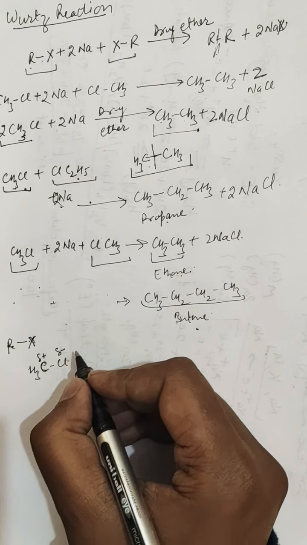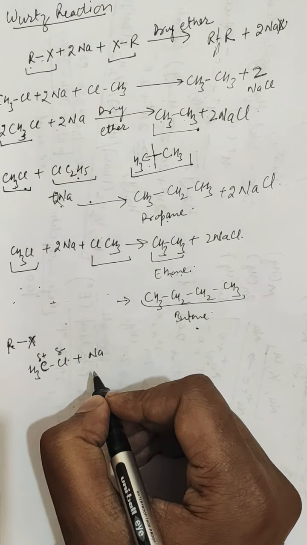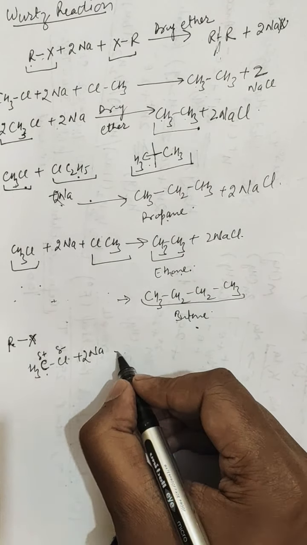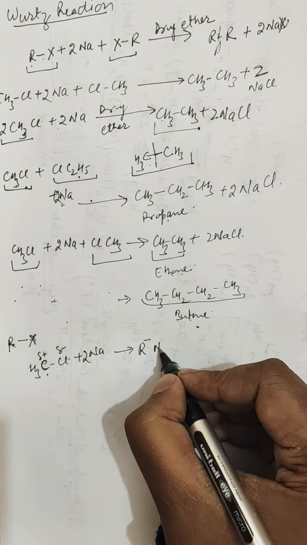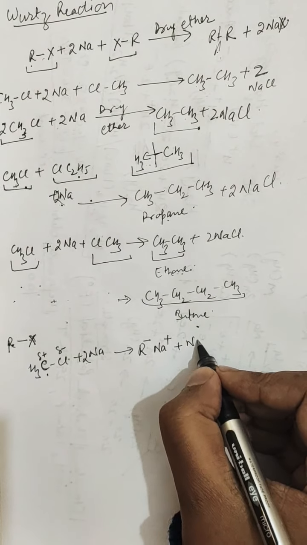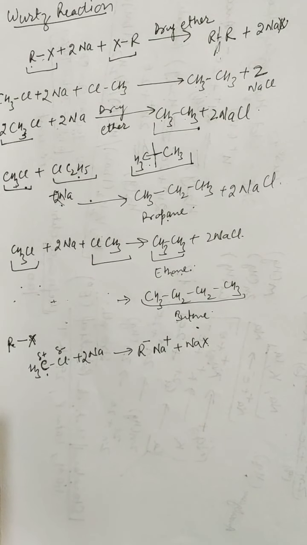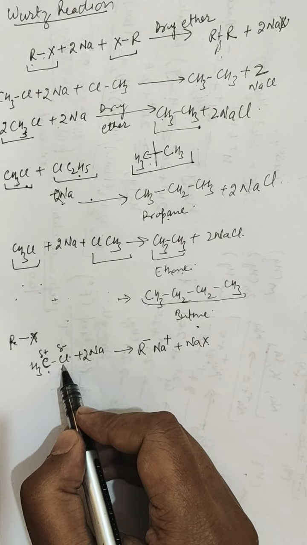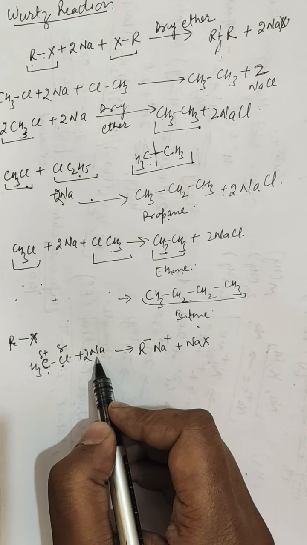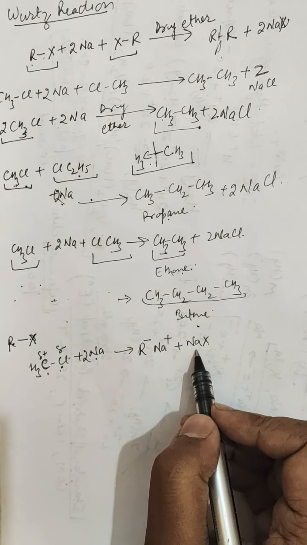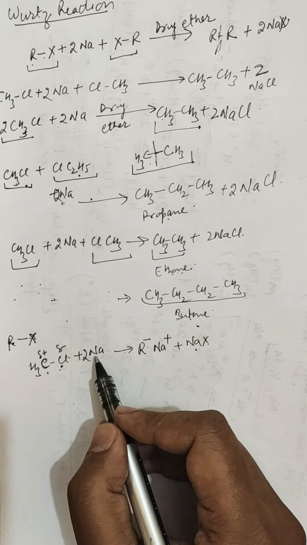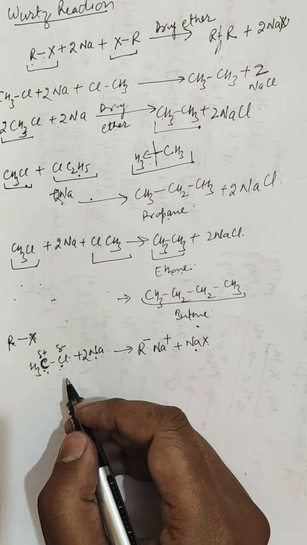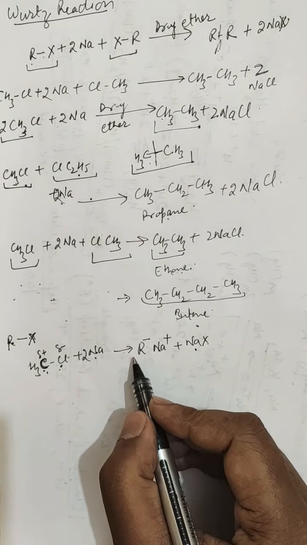And it will react with sodium, an electropositive metal, so two atoms of sodium will react with this halide and will result in the formation of R negative and Na positive plus NaX. X is the halogen atom. So basically opposite charges are attracting each other. The chloride anion is reacting with the electropositive metal sodium, which is resulting in the formation of this NaX, and one sodium atom is going to this carbocation, that is alkyl carbocation, and resulting in the formation of this salt.